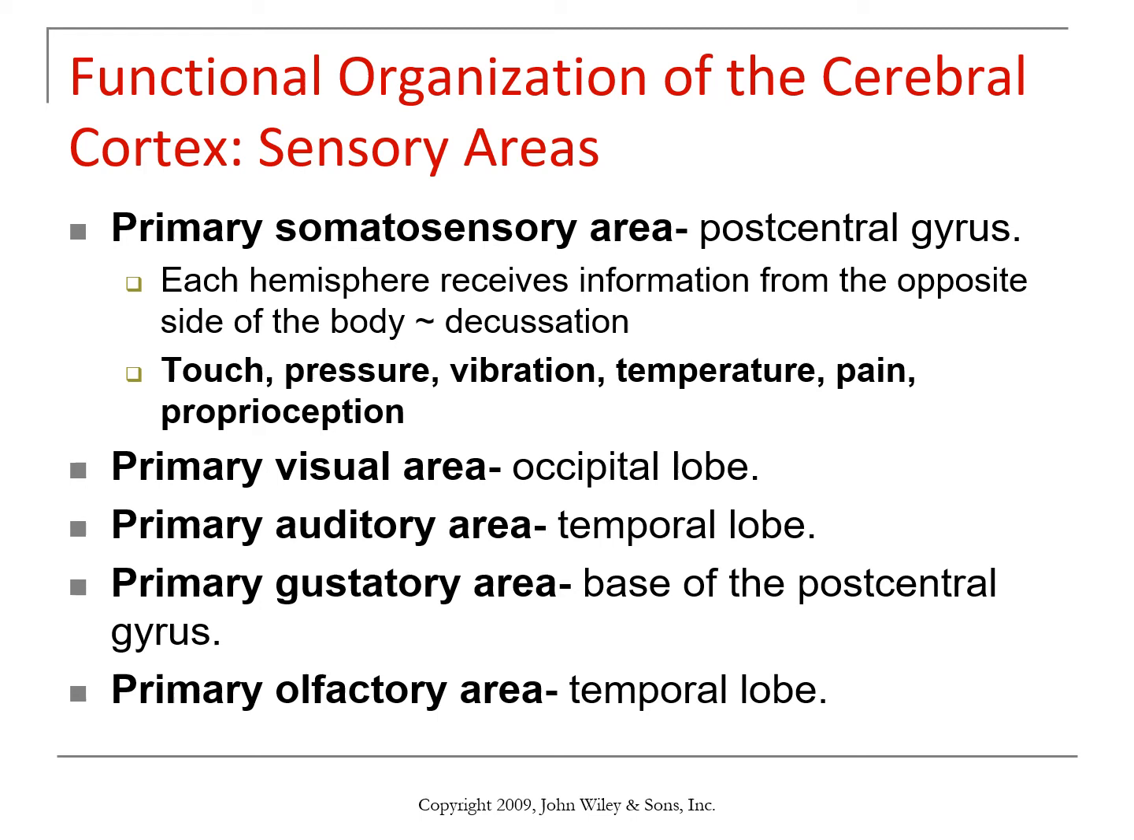All the somatic sensory stimuli are sent to one half of the cerebral cortex from the opposite side of the body due to decussation of the tracts that bring that information up towards the brain. So remember that phenomenon of decussation or crossing over is responsible for contralateral sensory perception. Also note that the primary somatosensory area allows you to localize the source of those sensations.